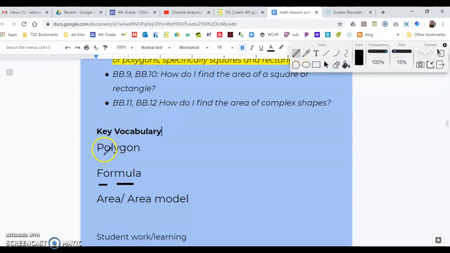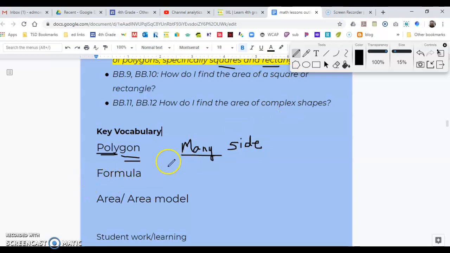Today we're still looking at polygons. The polygons, remember, it's many, M-A-N-Y. Poly is Latin for many, and then a gon, G-O-N, is sides. So it's shapes that have many sides, okay? And again, we're specifically dealing with squares and rectangles.